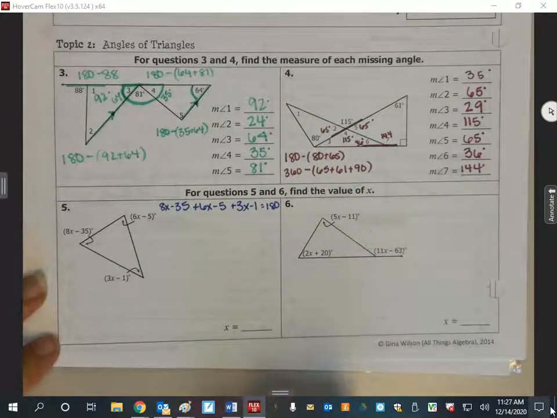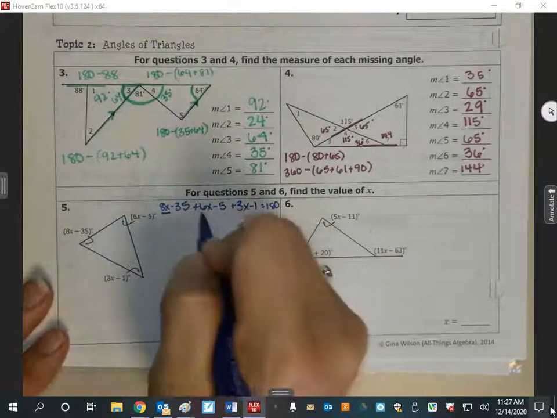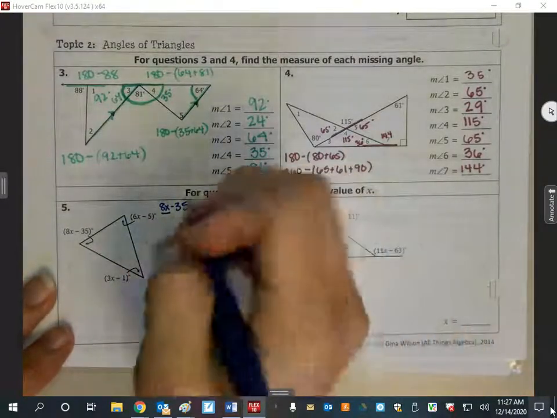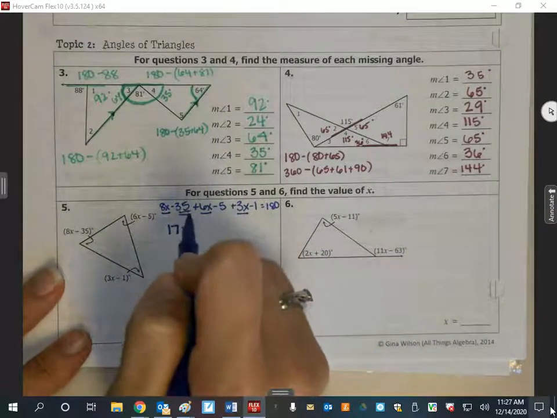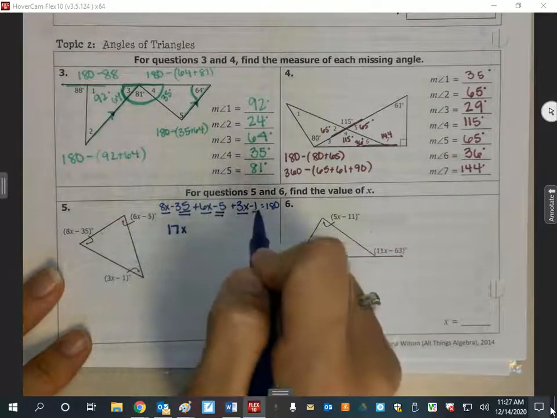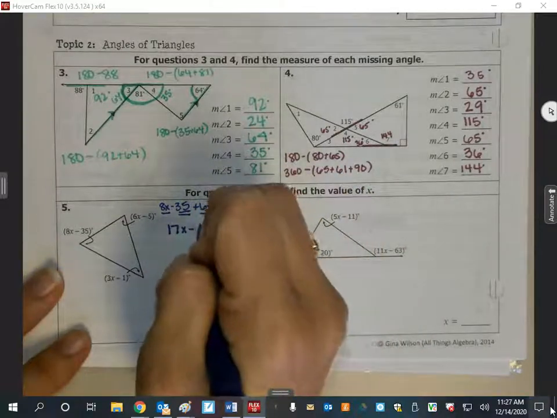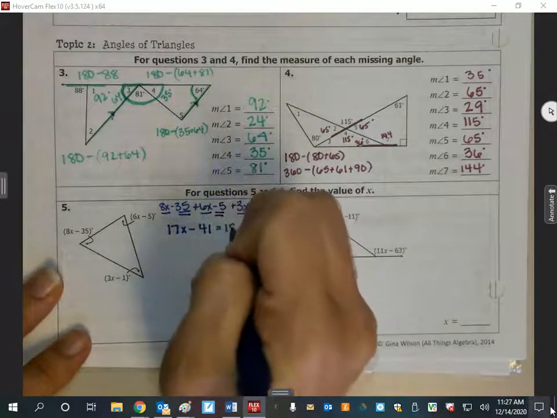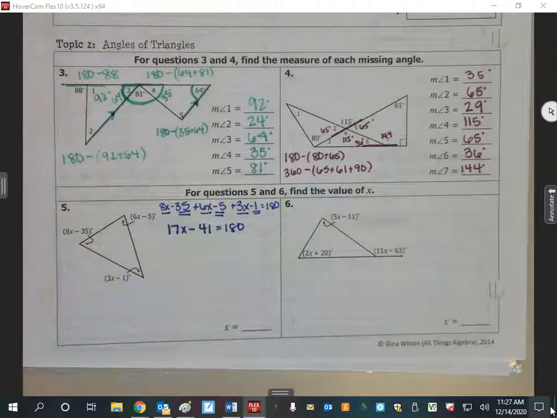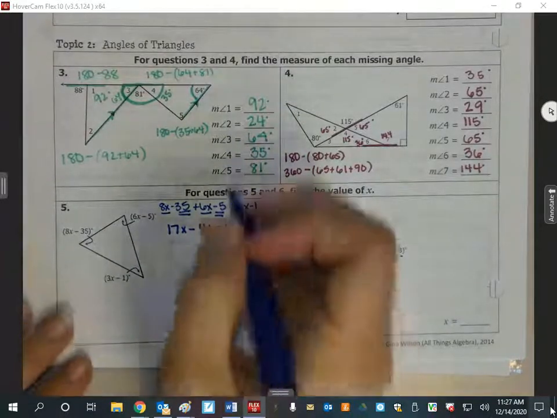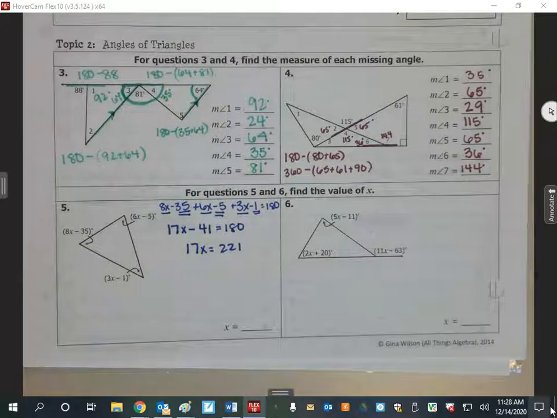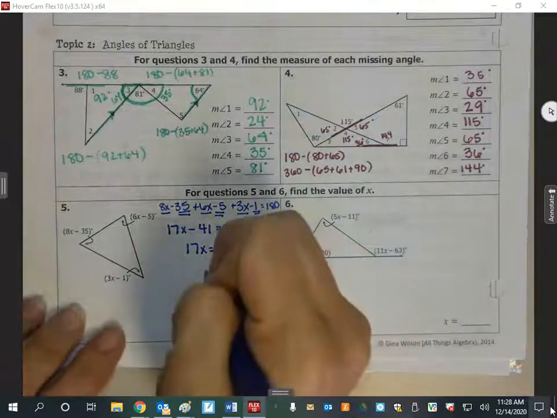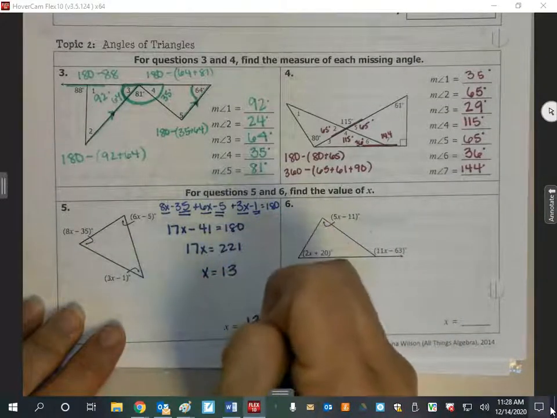I'm going to combine my like terms. 8x plus 6x plus 3x is 17x. And then minus 35 minus 5 minus 1 is minus 41 equals 180. And what do you get here when you solve for x? Hopefully you did 180 plus 41 and got 17x equals 221. And then you divided by 17 and you got that x was equal to 13.